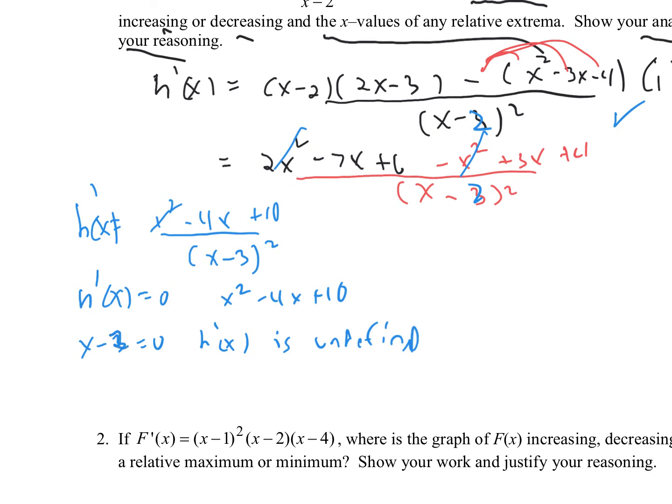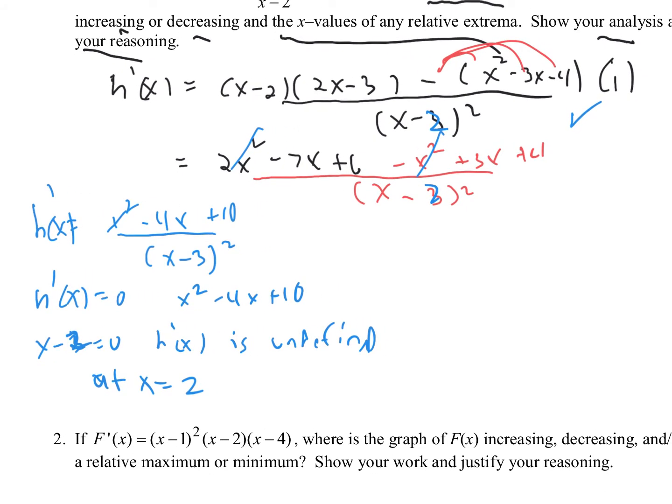X minus 2. And so at x equals 2. So that's important to think about. Now we've got some pretty good information here. So I'm going to take this and find my critical numbers. I didn't even say set equal to 0, so I'm going to set that equal to 0. X squared minus 4x plus 10 equals 0.